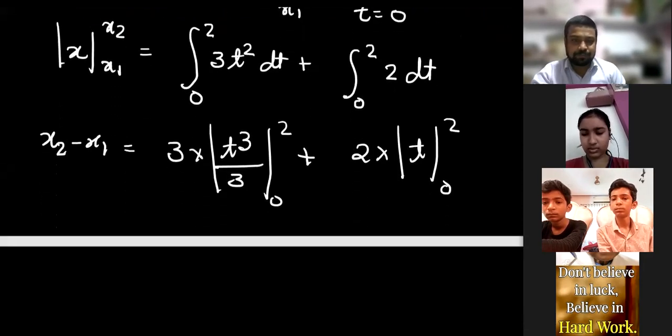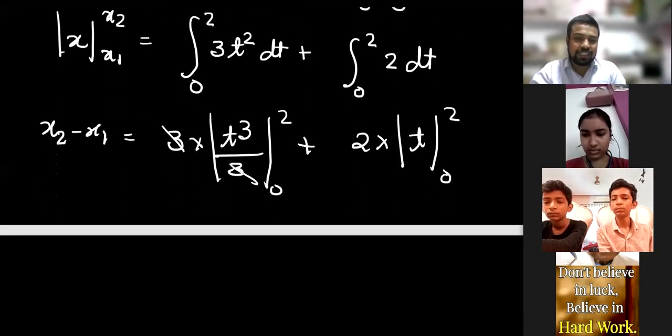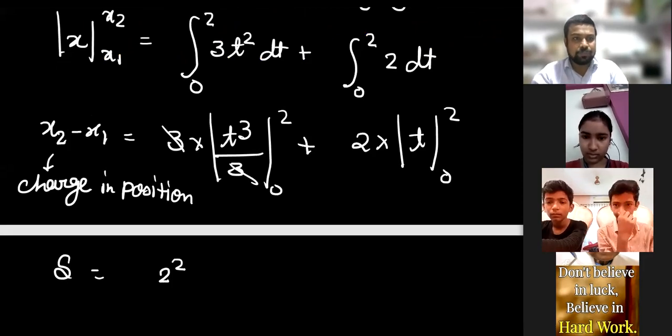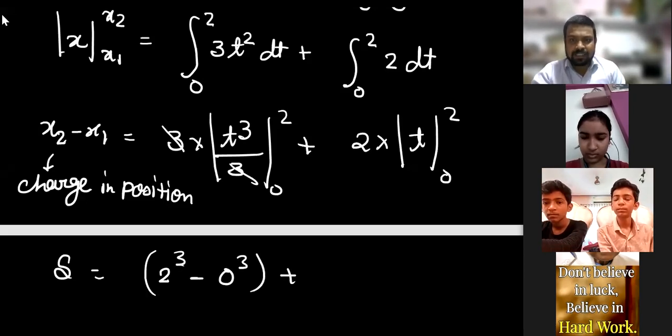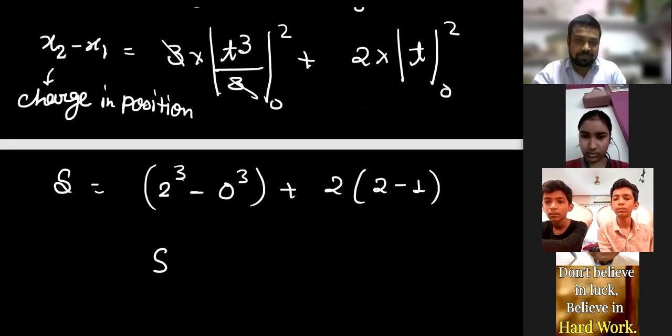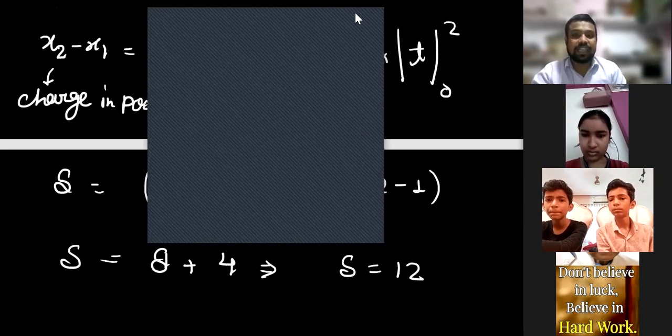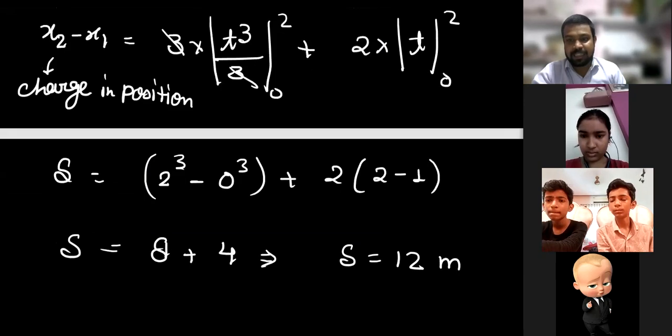My dear friends, the 3 cancels out. x2 minus x1 is the change in position, and the change in position is called displacement. So here this is the displacement, which is equal to 2 cube minus 0 cube plus 2 into 2 minus 1. So my dear friends, 2 cube is 8 plus 4. That is the displacement covered by the particle, 12 meter. Clear, my dear friends?